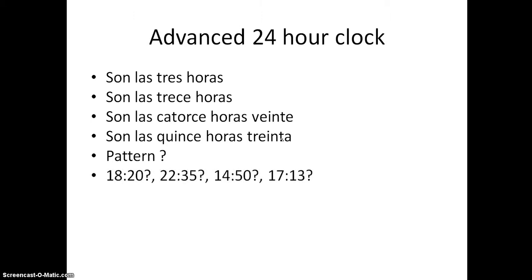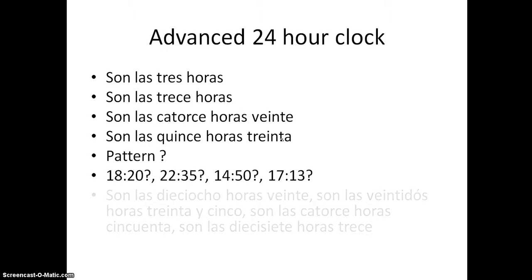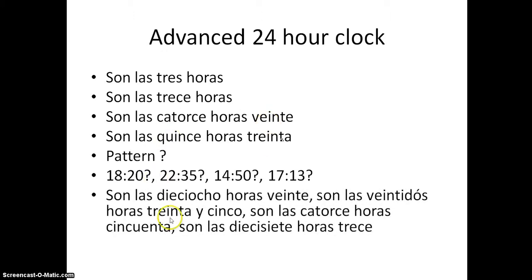So how would you do these ones then? 18:20, 22:35, 14:50, and 17:13. Pause it, have a go. Okay, so the answers. Son las 18:20. Son las 22:35. Son las 14:50. Son las 17:13.